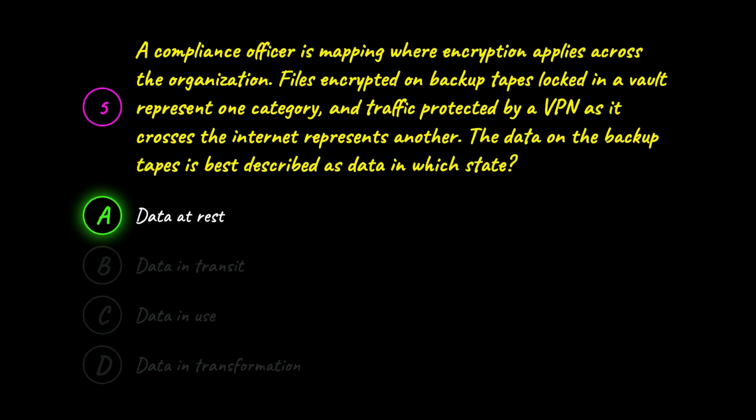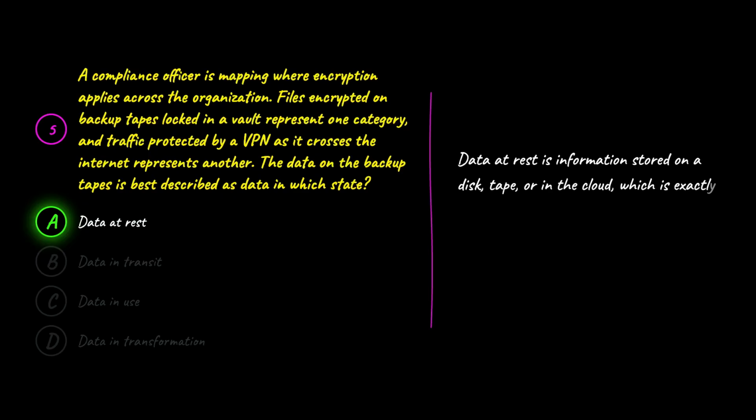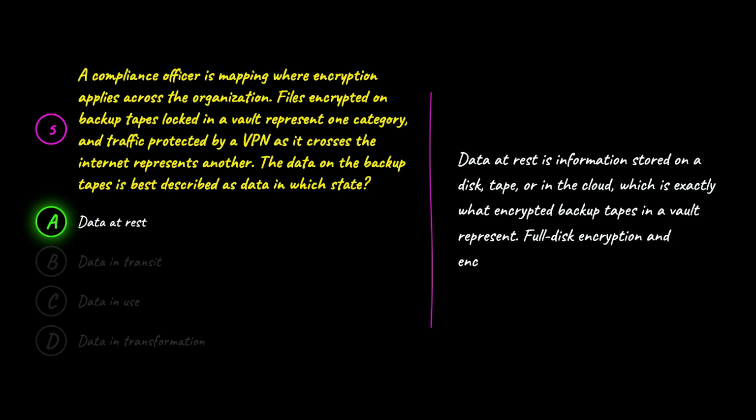The correct answer is A. Data at rest. A is correct because data at rest is information stored on a disk, tape, or in the cloud, which is exactly what encrypted backup tapes in a vault represent. Full disk encryption and encrypted backups protect the state.